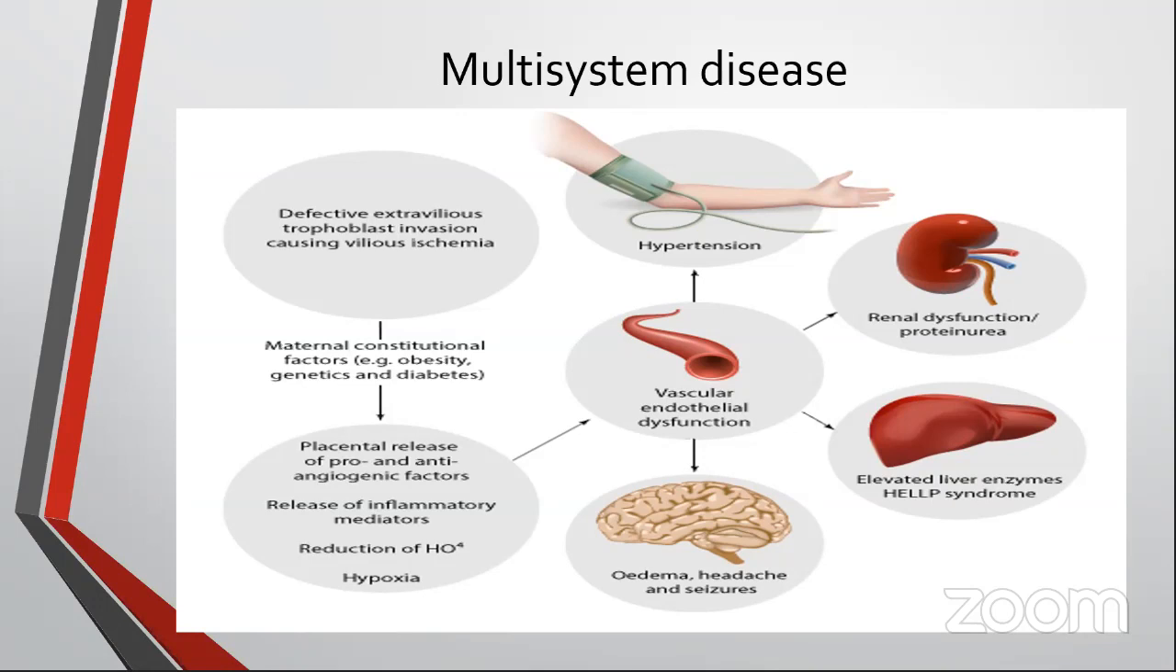Renal affection will be in 2 stages. First is decreased tubular function, so it will reduce uric acid clearance. The second step is decreased glomerular filtration, which leads to proteinuria. This is known as glomerular endotheliosis. What about cerebral affection? Vasoconstriction and ischemia lead to abnormal electrical activity leading to seizures. And increased vascular permeability leads to brain edema.